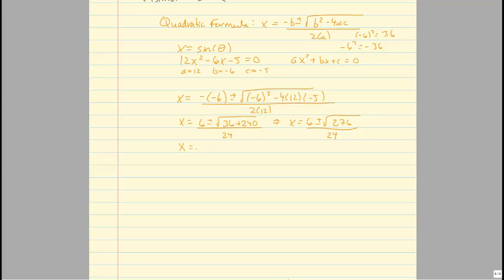So x would equal 6 plus or minus. Now when we look at the factors of 276, we can see that it's even for sure, and maybe that there's some other factors as well, but I think maybe a 4 might pull out. So let's call this root 4 root 69 all over 24. x equals 6 plus or minus the square root of 4 is 2, square root of 69 over 24. Then what I can do from here is factor out a 2.